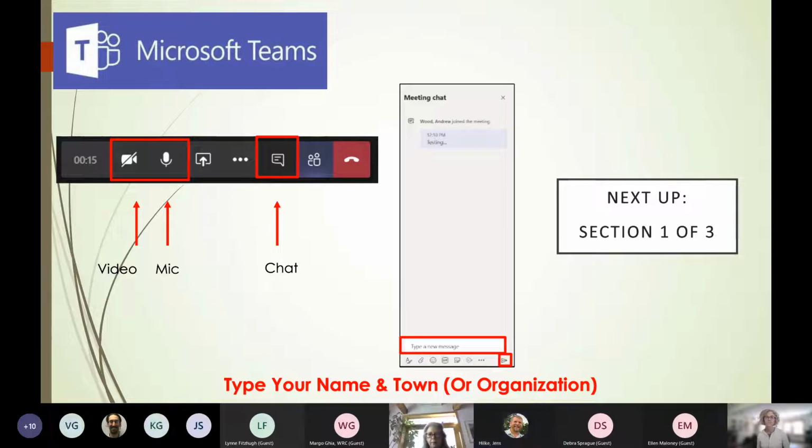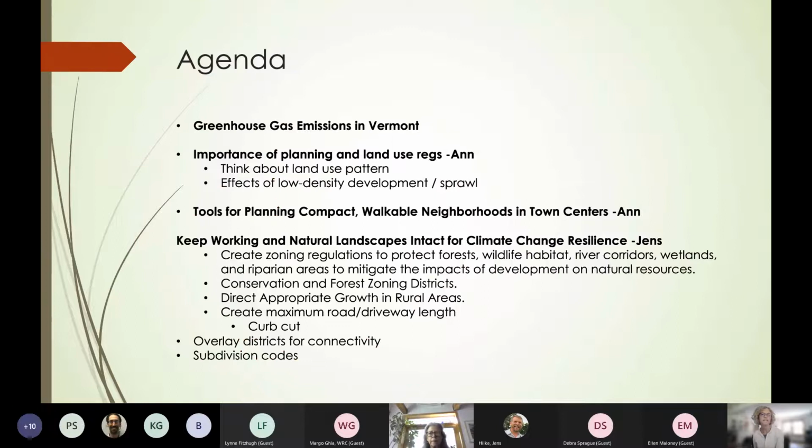So the agenda for today is we're going to talk just a little bit about greenhouse gas emissions in Vermont and the importance of planning and land use regulations to respond to climate change and reduce greenhouse gas emissions. And I'm going to talk about some tools that our organization has put together for planning compact, walkable neighborhoods in your town centers. And then Jens is going to talk about protecting the natural landscape and keeping it intact for climate change resilience, as well as ecosystem and wildlife connectivity.